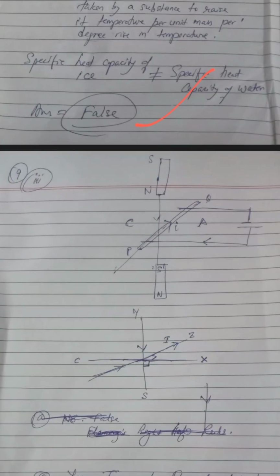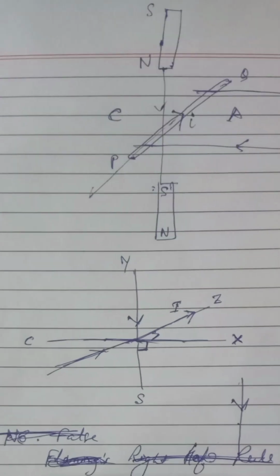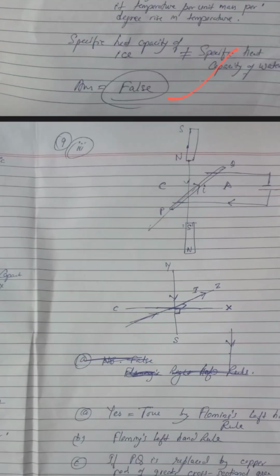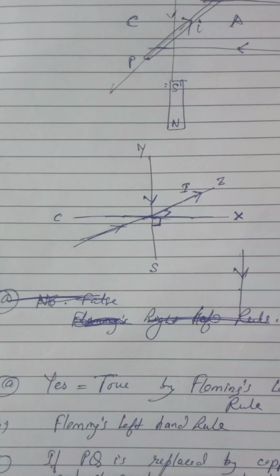Question number 393, the last question. Reflect on the deflection of a current carrying conductor placed in a magnetic field when current is passed through it, using Fleming's left hand rule. So which way will the copper rod PQ move? Yes, it will move toward C by Fleming's left hand rule. Name the law. Obviously Fleming's left hand rule is used to determine the direction of the motion of PQ.